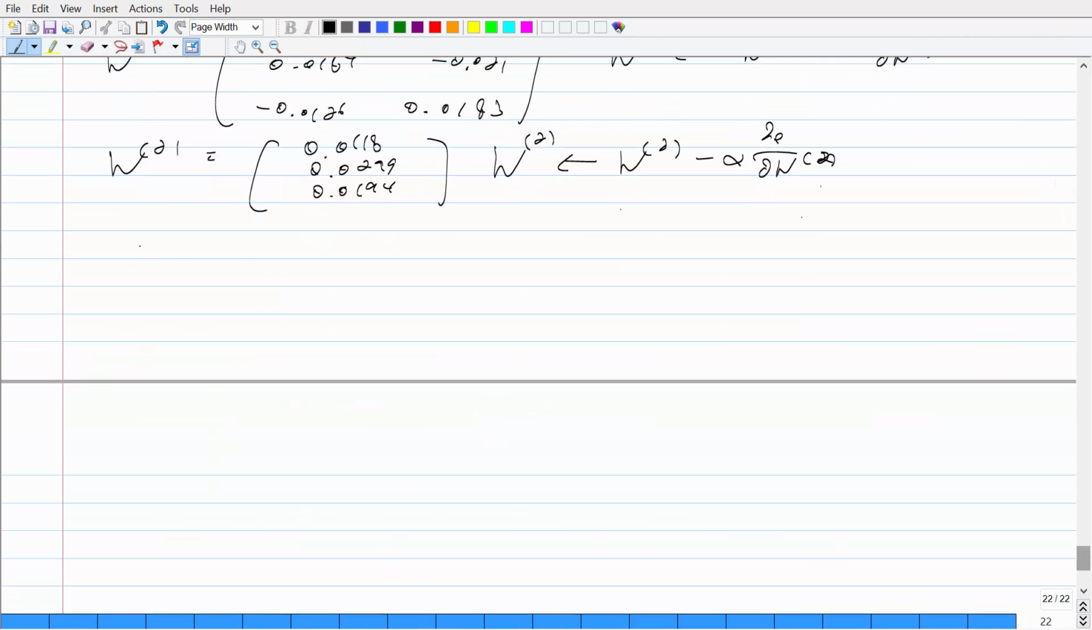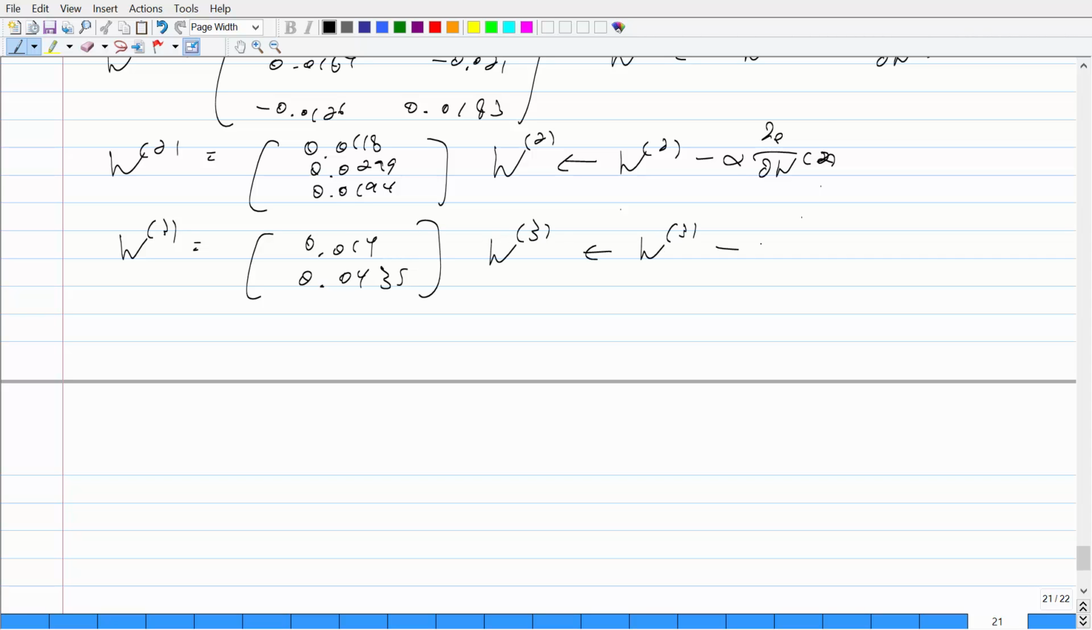Okay? So this one is equal to 0.014, 0.0435. Okay? And you just do this. I'm not going to do that for you. You can figure that out on your own. Okay, that's it. That's it for the neural networks review, all right?